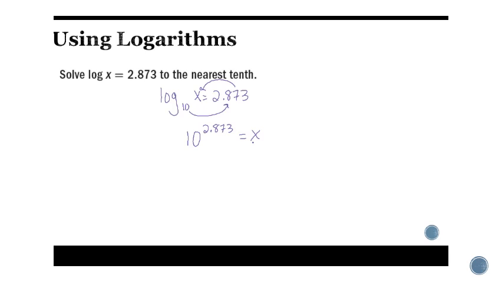So as soon as you have x isolated, you're going to have a calculator problem. So we're going to type in 10 raised to the 2.873 power, which is going to be 746.45 is approximately the value of x.